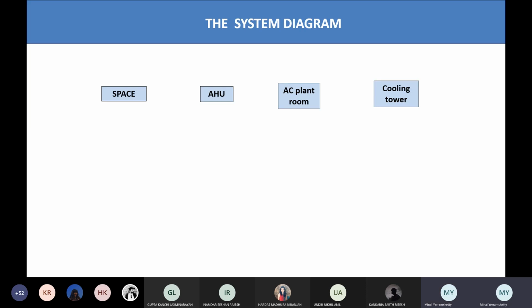One second, guys. I need to charge my mobile. Okay.